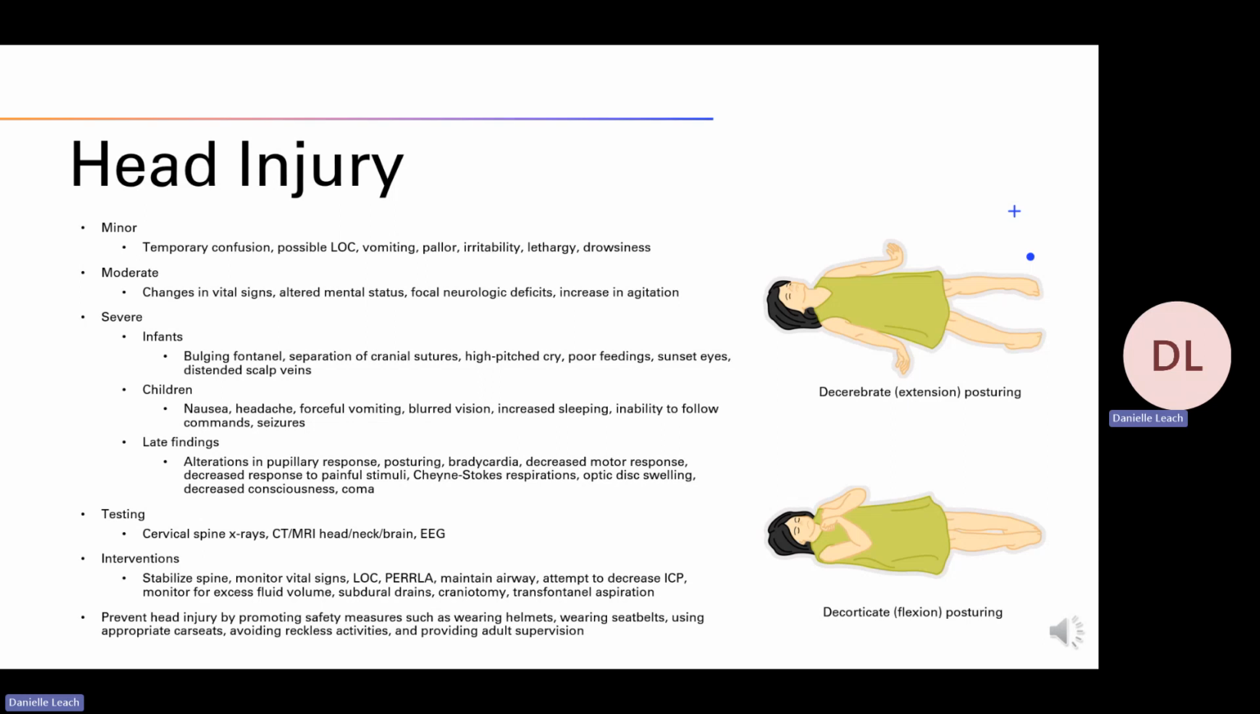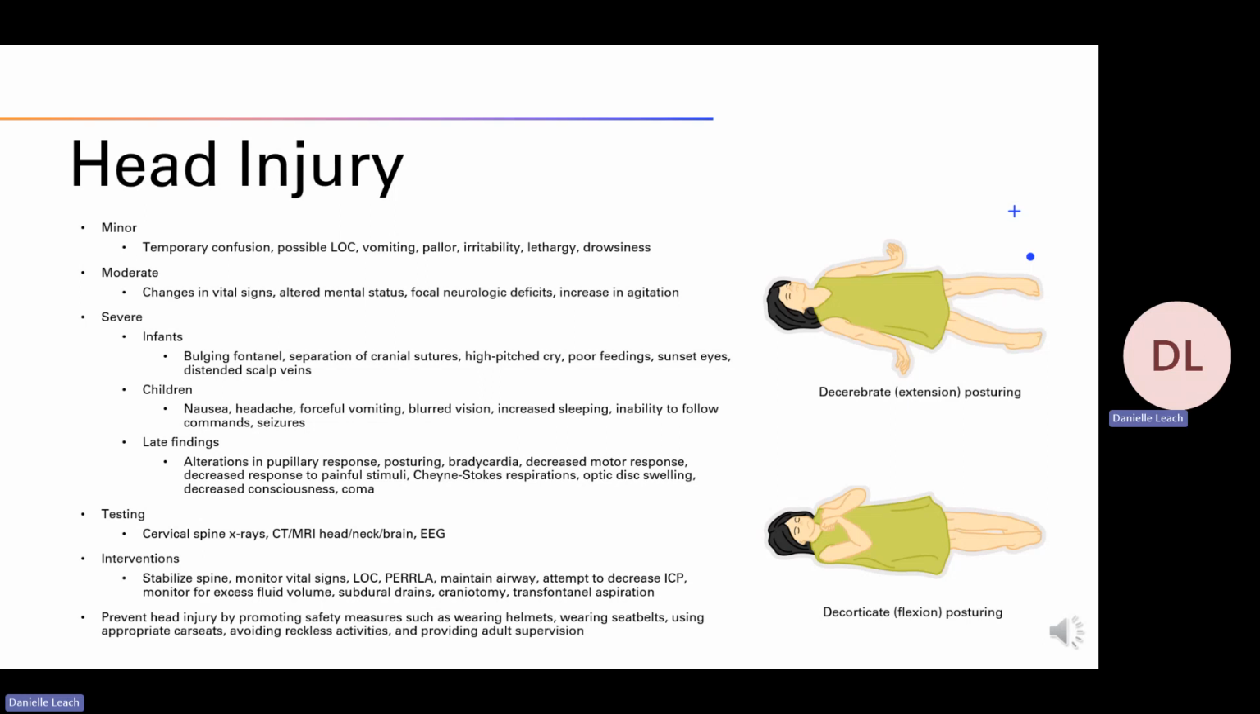With a moderate head injury, they could start to have changes in their vital signs, definite altered mental status, focal neurological deficits, and an increase in agitation. Severe is, of course, what we worry about the most. Symptoms in infants could include a bulging fontanelle, separation of their cranial sutures, a high-pitched shrill cry, not wanting to eat, sunsetting eyes, and distended scalp veins.